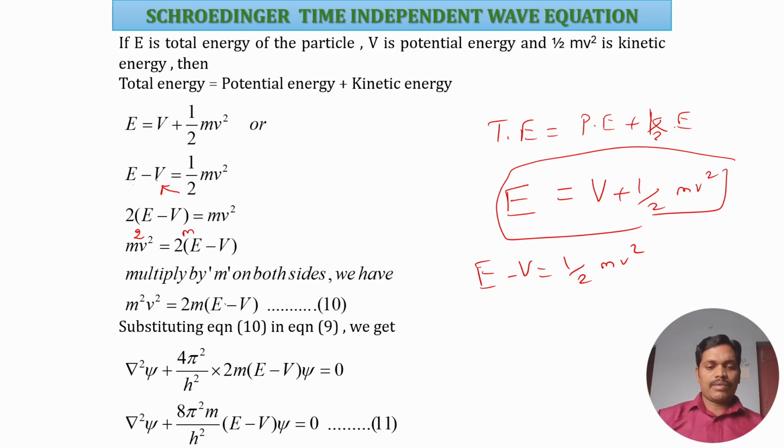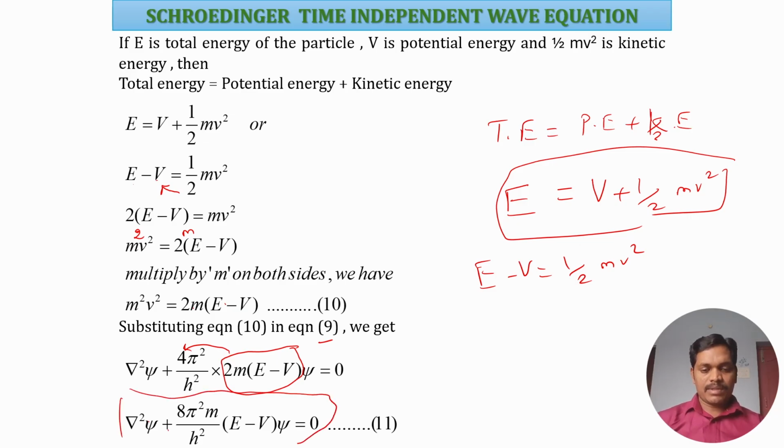So this equation we have to substitute in equation 9. Since equation 9 is del square psi plus 4 pi square by h square m square v square, instead of m square v square, we are going to substitute 2m into E minus V, into psi equal to 0. And still we can simplify this, multiplying, to get del square psi plus 8 pi square m by h square into E minus V into psi equal to 0.